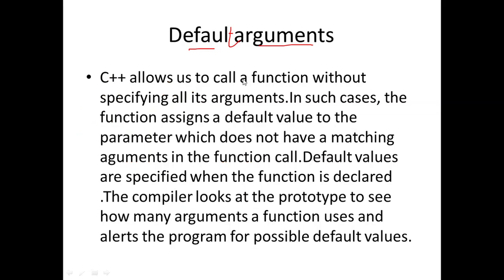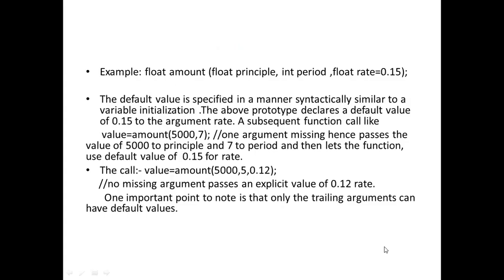C++ has a set of default arguments. When we are not giving some values, there are still some values already defined. The compiler looks at the prototype to see how many arguments a function uses and alerts the program to possible default values. That means when some values are not supplied, the compiler automatically uses the default values. Let us consider an example.